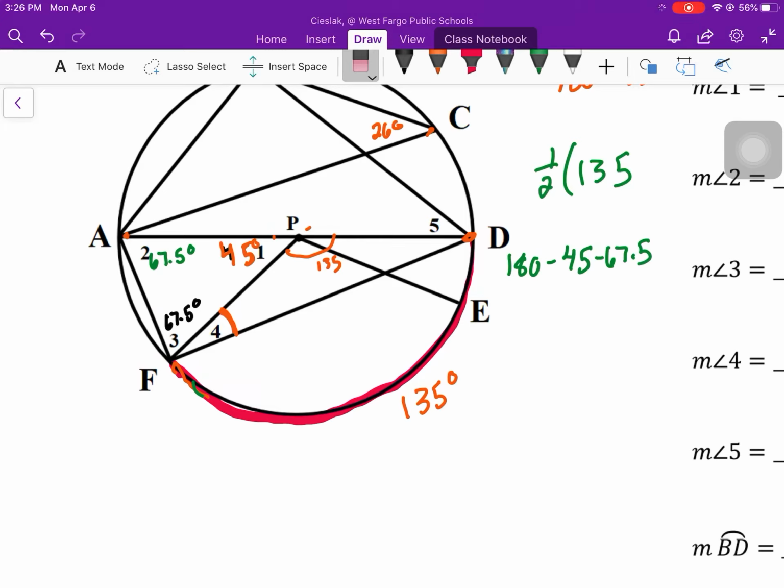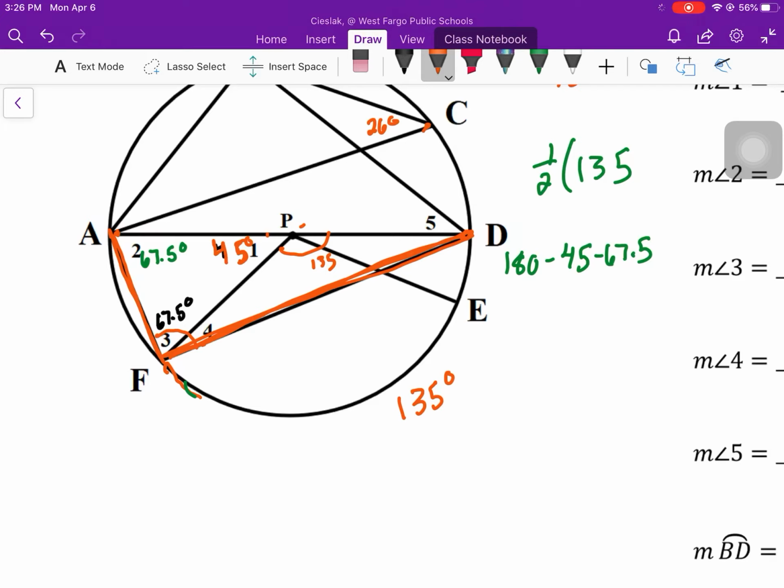Oh, okay, back up. This is the key here. Took me a second to see it. So look at angle 3 and angle 4 together. I'm going to erase this. Angle 3 and angle 4 together is an inscribed angle, and notice that it's hitting that diameter, that semicircle.